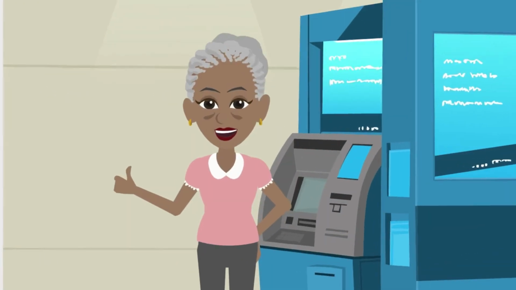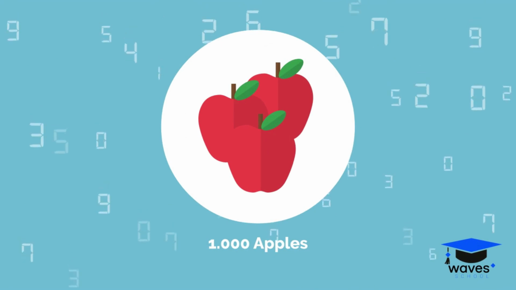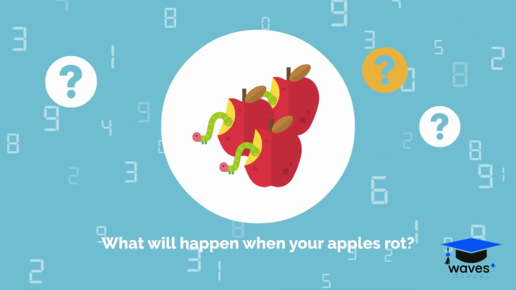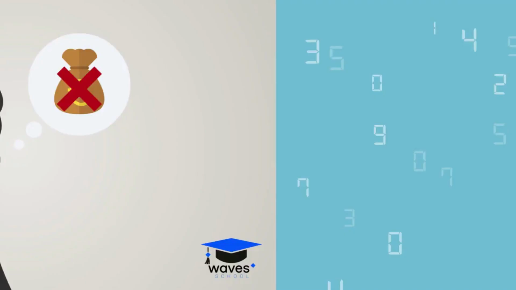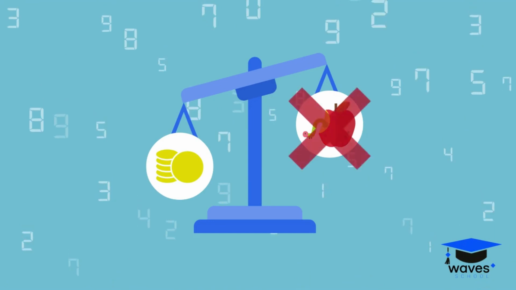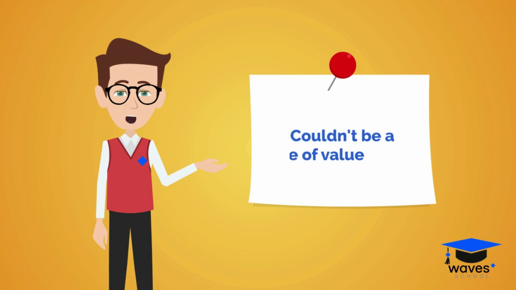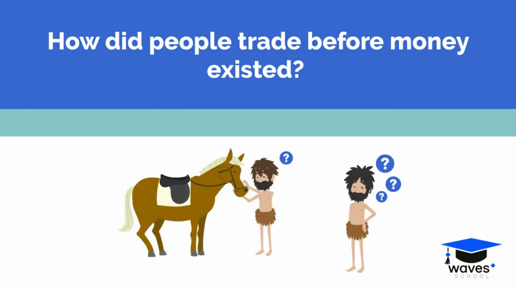For example, let's imagine that instead of gold coins, we use apples as money. If you have 1,000 apples today, you may have a good economic capacity, but what will happen when your apples rot? At this point, you'll have lost all your money because no one will accept rotten apples. Therefore, using apples as money wouldn't allow us to preserve the value over time, and therefore couldn't be a store of value. So, how did people trade before money existed?